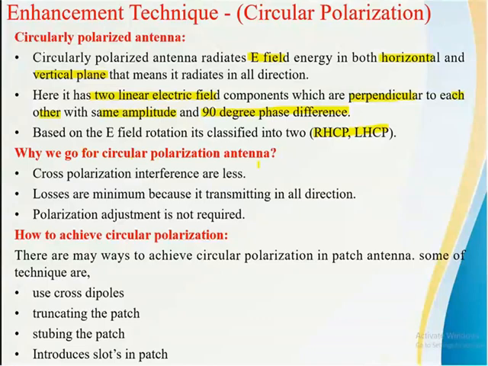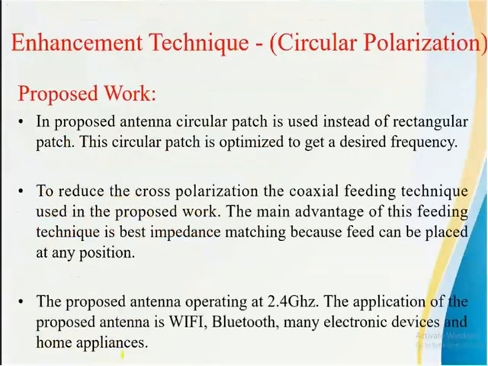Why we go for circular polarization means interference is less, losses are minimum because it's transmitting in all directions. Polarization adjustment is not required. How to achieve the circular polarization? There are many ways to achieve circular polarization. Some techniques are use cross dipoles, truncating the patches, stubbing the patch, introduce slots in patch.